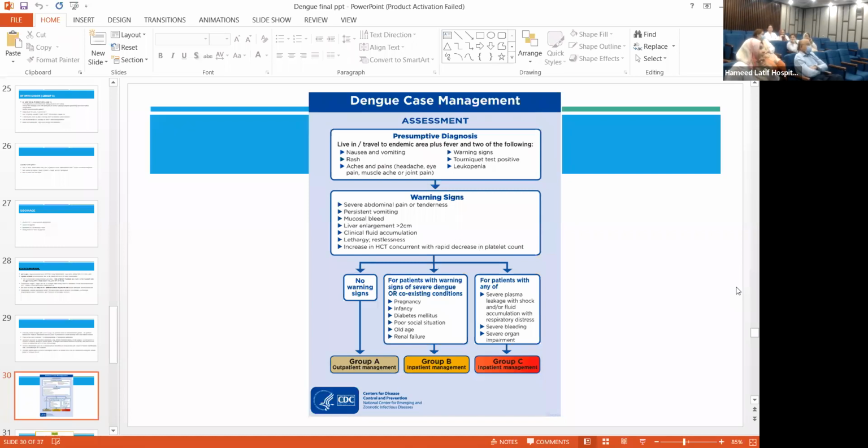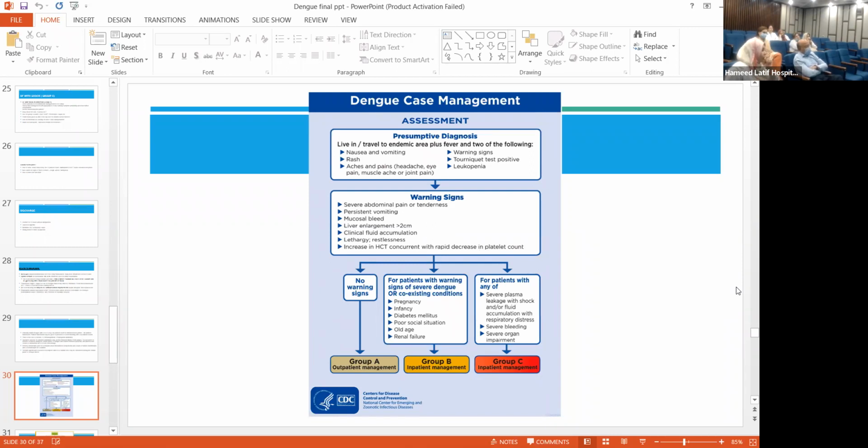Sir, warning signs: severe abdominal pain, tenderness, persistent vomiting, mucosal bleed, liver enlargement, clinical fluid accumulation, lethargy, restlessness, increased hematocrit. If there are no warning signs, the patient falls in group A. This should be managed as outpatient management. If warning signs are present, then the patient should be in group B, for patients with warning signs of severe dengue.